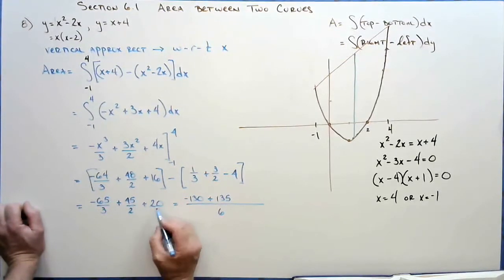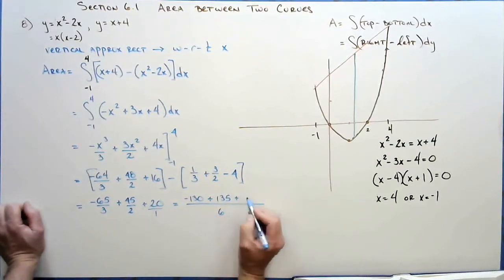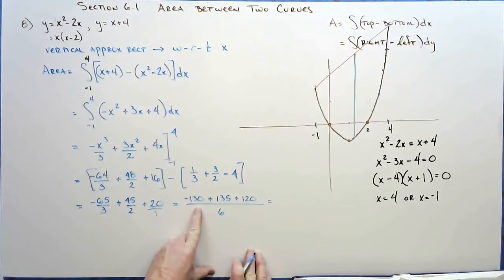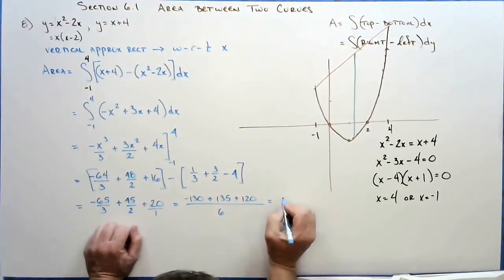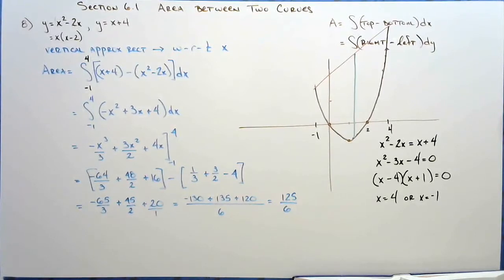And then we have a 1 here. 1 goes into 6 6 times. 6 times 20 is going to be 120. So here we have 130 negative plus 135, that's 5, so that's 125 over 6. Now, assuming I haven't made any silly arithmetic mistakes, the area of that region is 125 over 6.